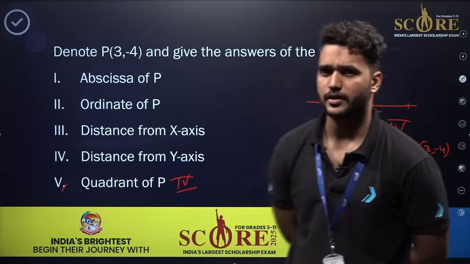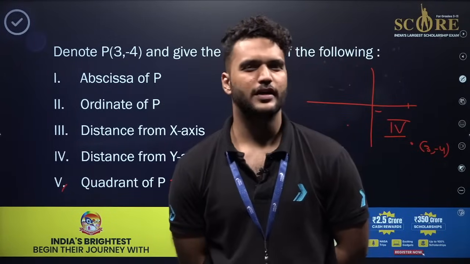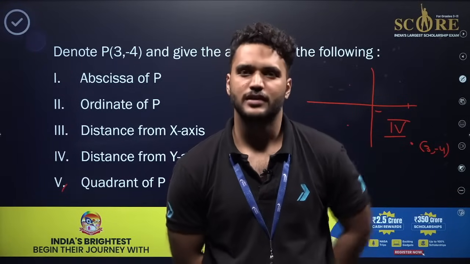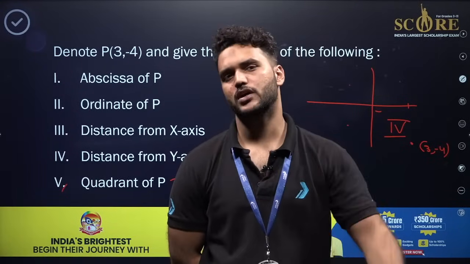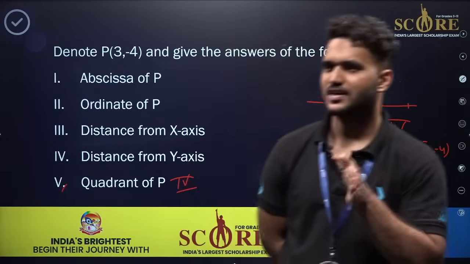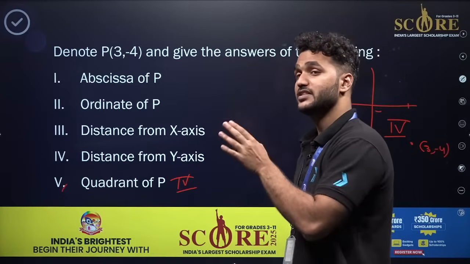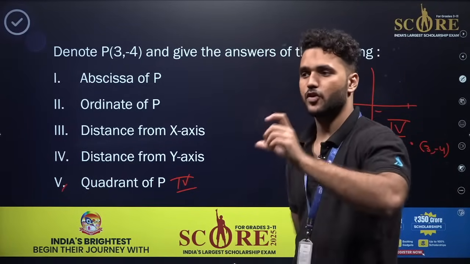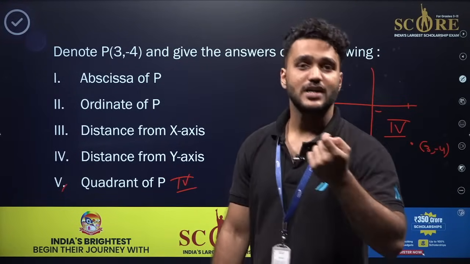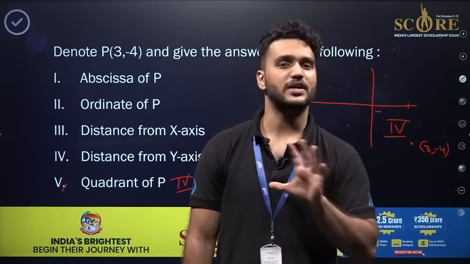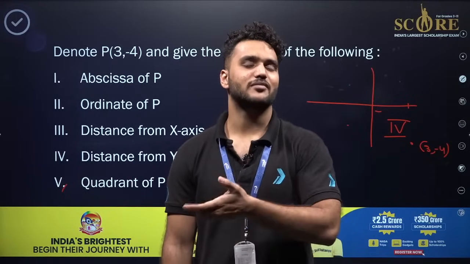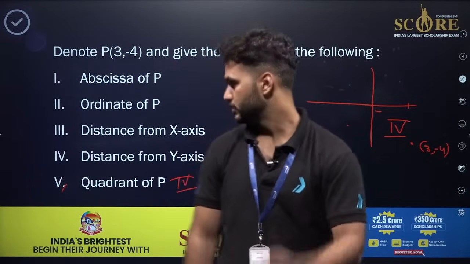Now I have a question: can the abscissa and ordinate be the distance? Can every abscissa be equal to the distance from the y-axis? No, very good. Why? Because the abscissa can be negative, but distance cannot be, because distance doesn't care about the direction, and here the symbol denotes the direction.